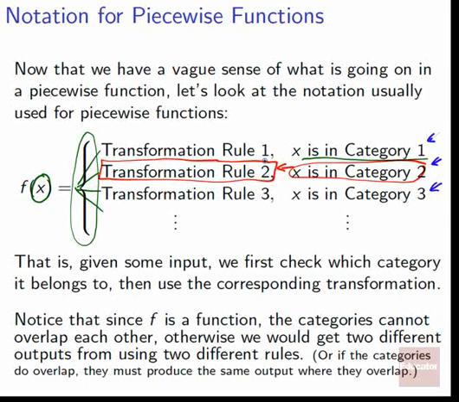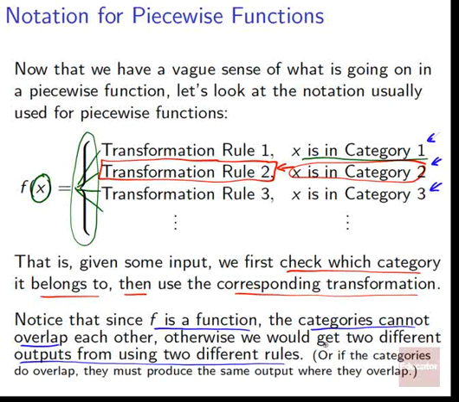So given some input, we first check which category it belongs to, then we use the corresponding transformation. So there are all these transformation rules. We first check the category, then we use it. Also, notice that because f is a function, two categories cannot overlap. Why? Because if they overlapped and they had different rules, we'd get two different outputs from using the same input.